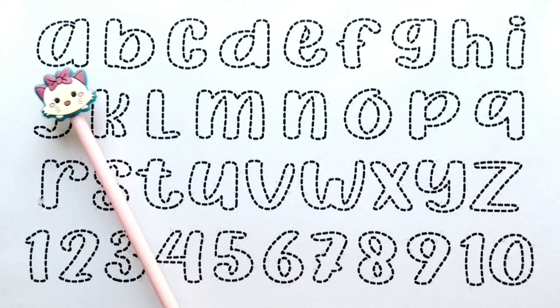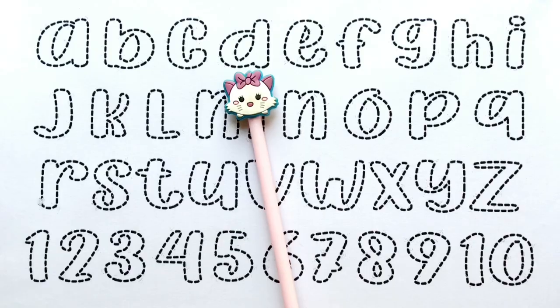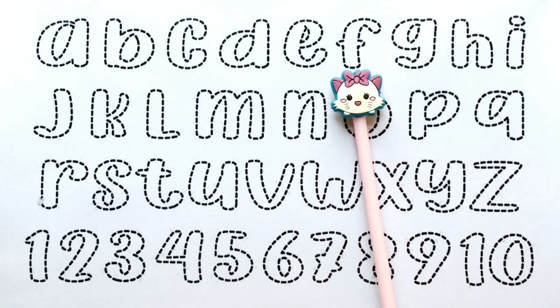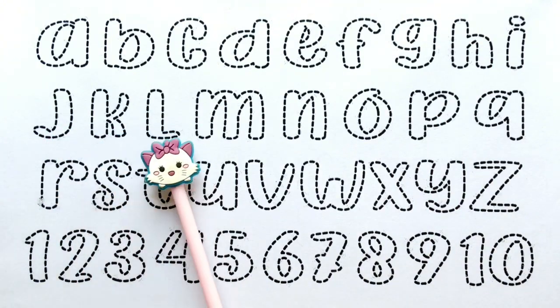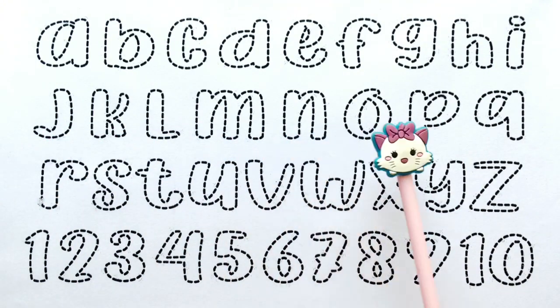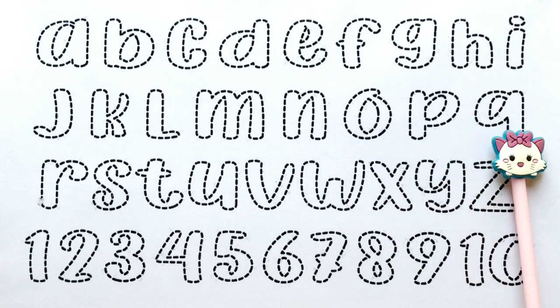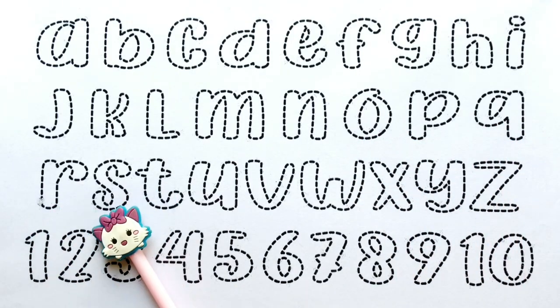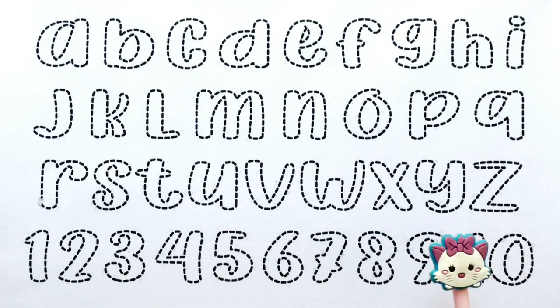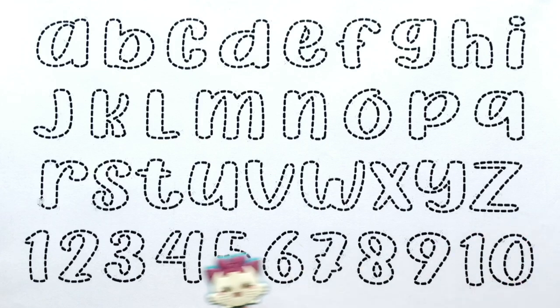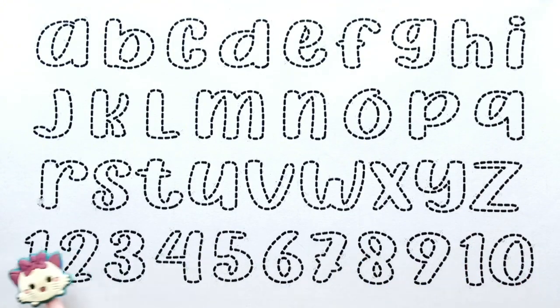Learn lowercase letters A, B, C, D, E, F, G, H, I, J, K, L, M, N, O, P, Q, R, S, T, U, V, W, X, Y, and Z. Numbers 1, 2, 3, 4, 5, 6, 7, 8, 9, and 10. Let's draw.